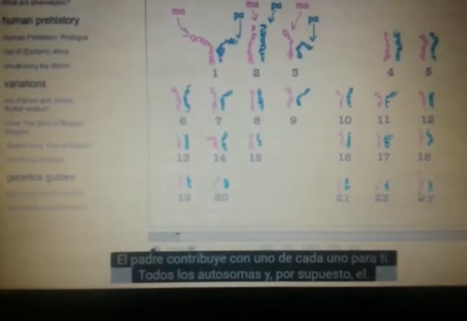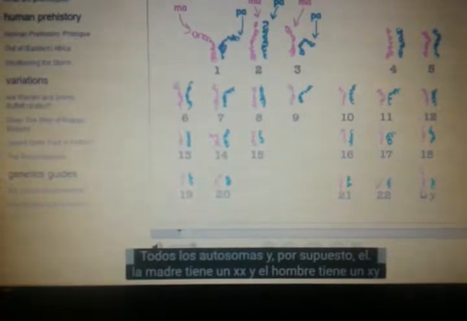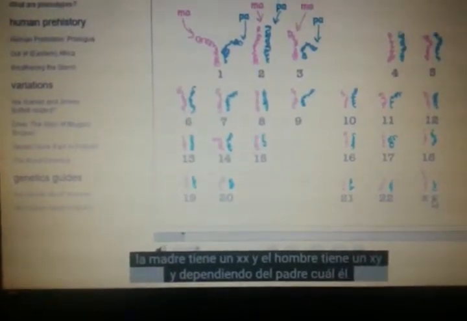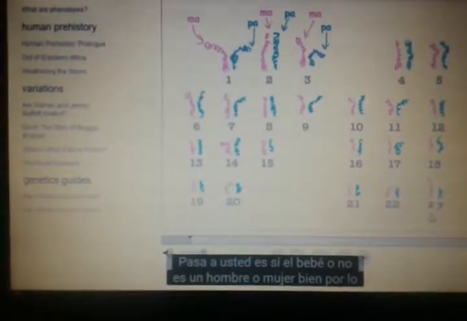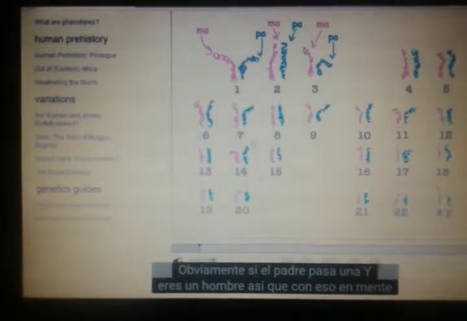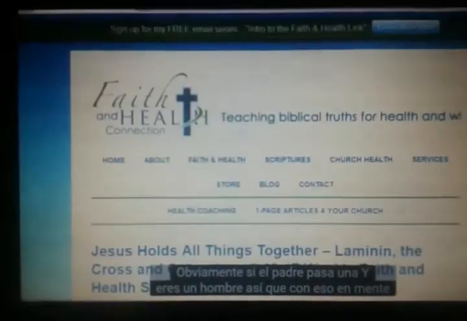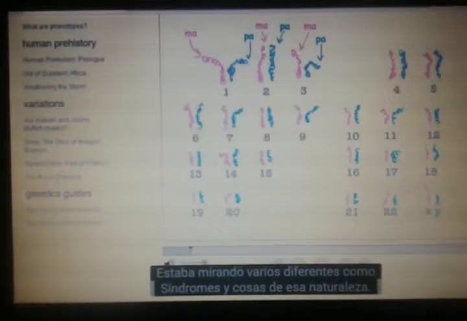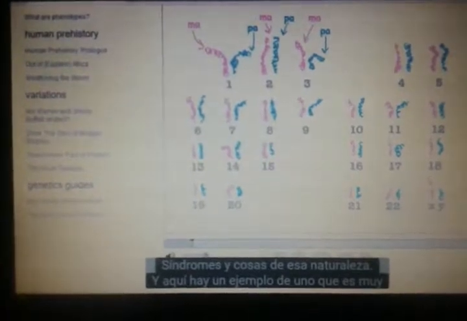And of course, the mother has an XX and the man has an XY, and depending on which one the father passes to you is whether or not the baby is a male or female. All right? So obviously, if the father passes a Y, you're a male. So with that in mind, I was looking at several different syndromes and things of that nature.